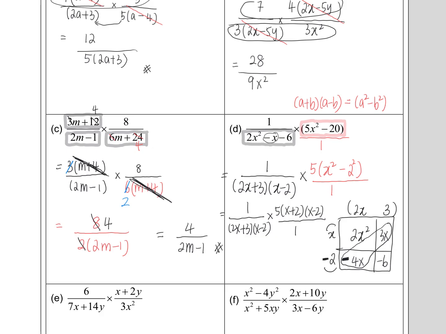So actually this one, using this rule, I can change it to x plus 2, x minus 2. You see? So with that, I can start doing my cancellation. This one is the same.